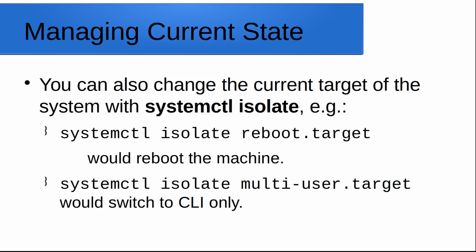And you can also change the current target of the system without rebooting. It's pretty great. The first example here sort of is the opposite of that because it literally reboots the system, right? So sudo systemctl isolate reboot.target will reboot it right away. But systemctl isolate multi-user.target, if you're in the graphical system, will switch you to command line without rebooting. So you can test things out. It's kind of great.